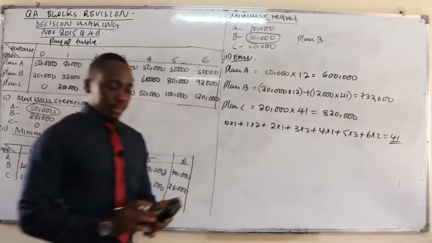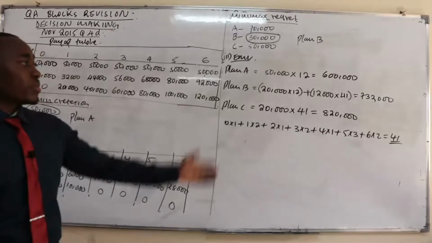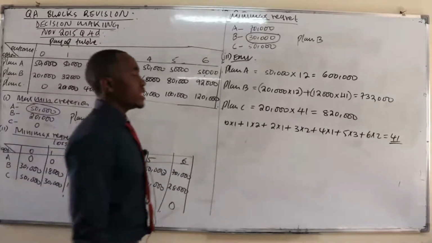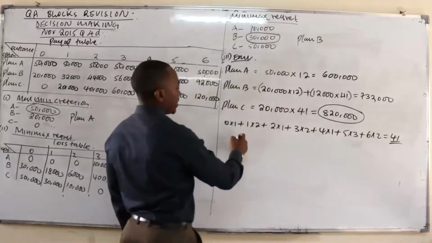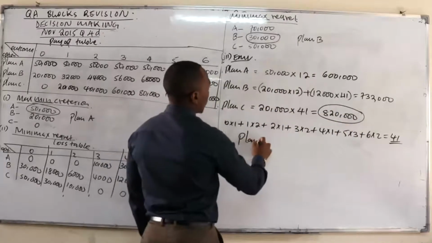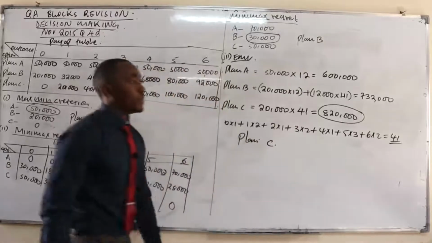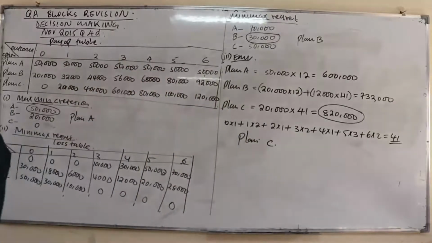So based on the expected monetary value, the maximum you have is what? It's 820. Go with the one with the highest. So using the EMV, you want to take plan C. Good. So you can take a screenshot of that. Then we move to the next question.